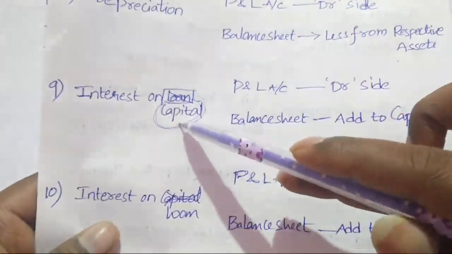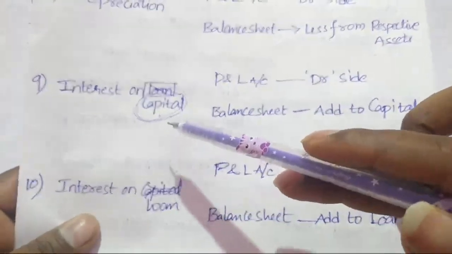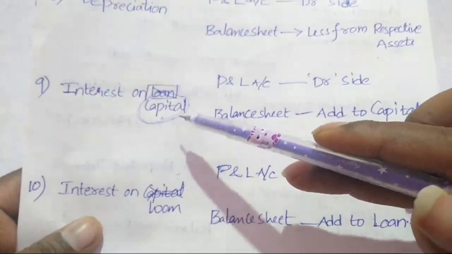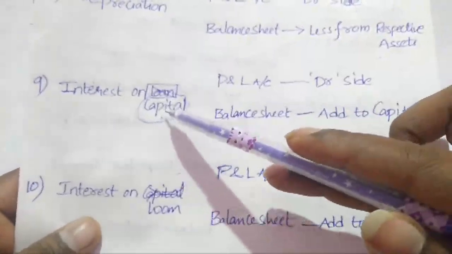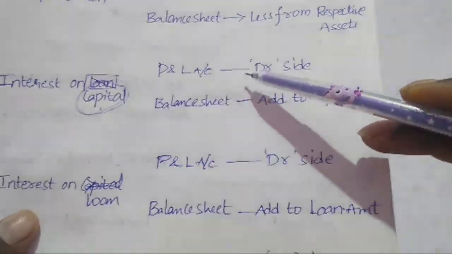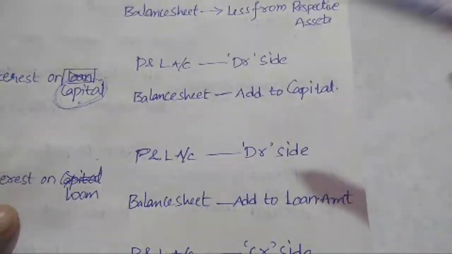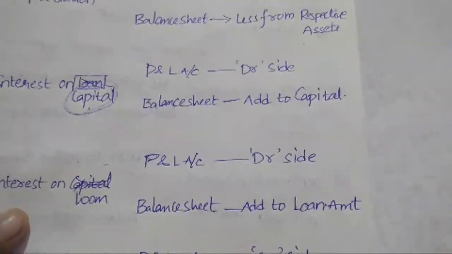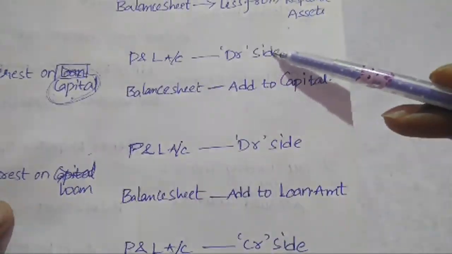Interest on capital, for the organization, is a loss. If you think from the business point of view, as we are doing accounts, we need to think from the business view, not from the owner's point of view. So interest on capital is a loss for the organization. That loss will be recorded on the profit and loss account debit side. All the losses, whatever the expenditure, just write the loss on the profit and loss account debit side.